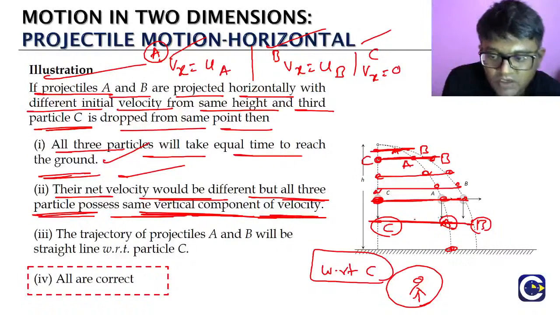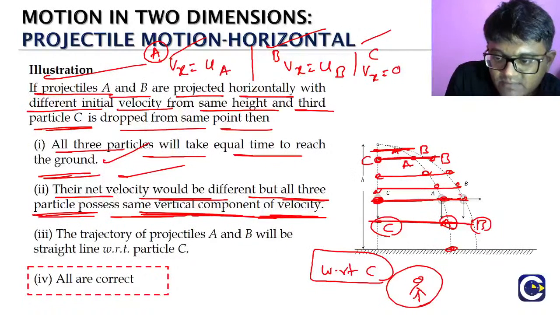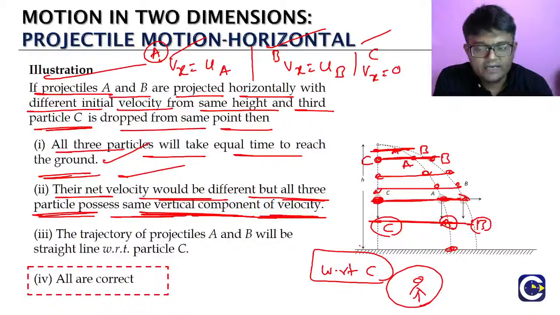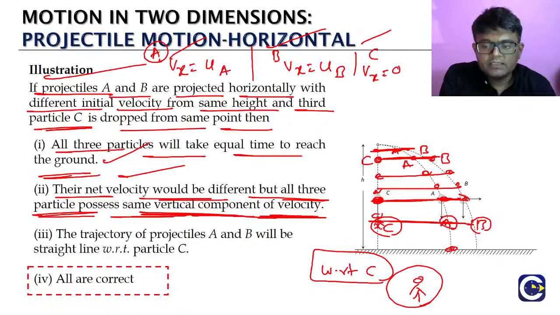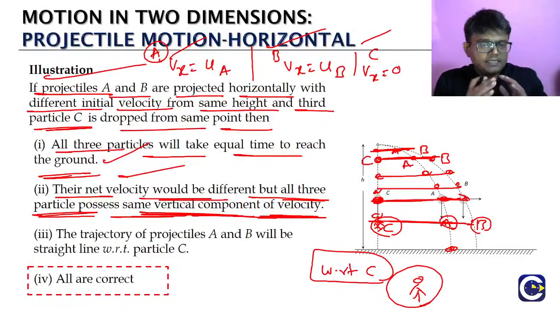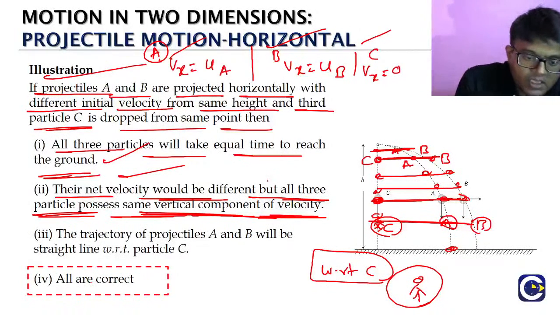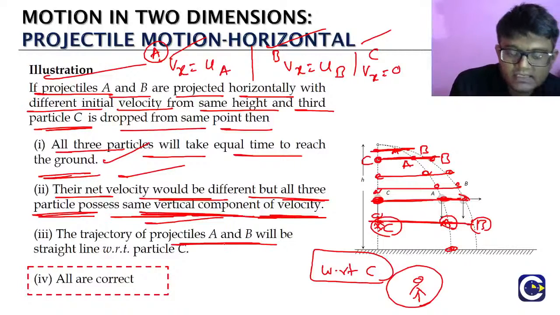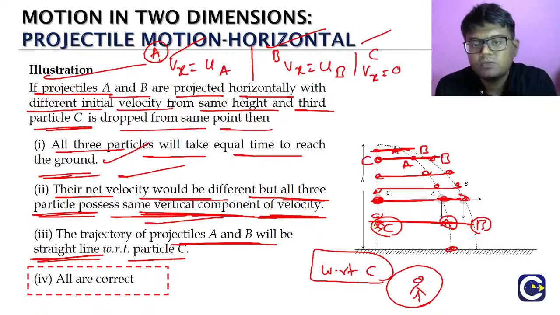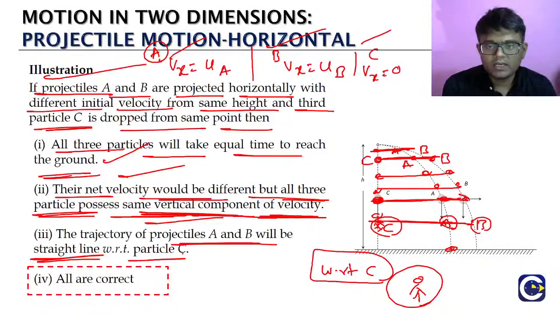With respect to C, when you observe, it will appear as if A and B are moving on a horizontal straight line, because who is observing? C is the observer. So C will only see that A and B are moving farther from it along the horizontal direction. So the trajectory of the particles A and B is going to be a straight line with respect to what? With respect to C.